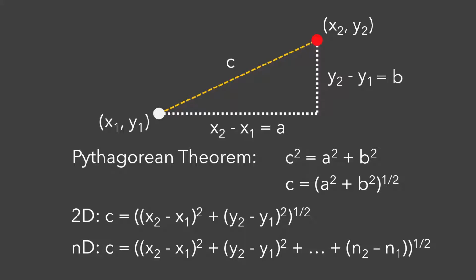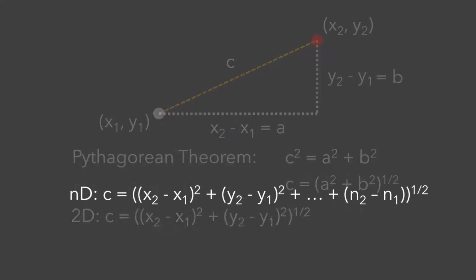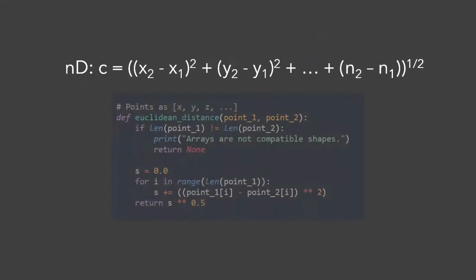Now I should just mention briefly that at high dimensions, the Euclidean distance stops being a useful way of measuring the relationship between data points, and that's for some quite in-depth reasons that we might explore in a future video, but for now this works perfectly. So how would we code this formula up?